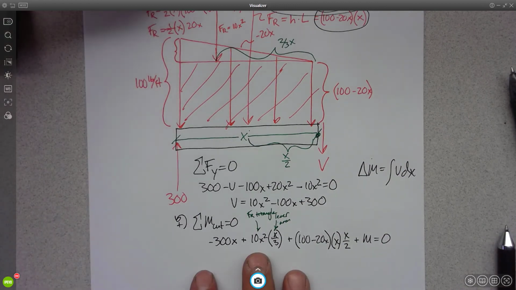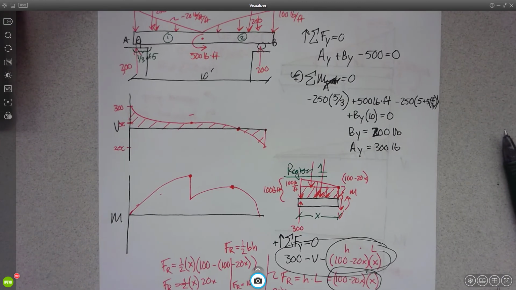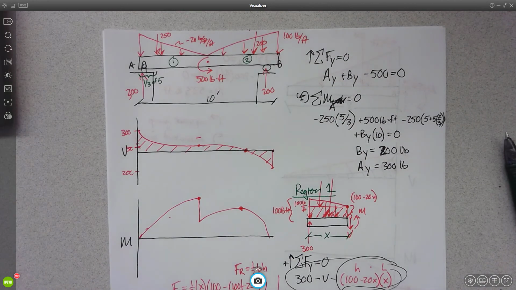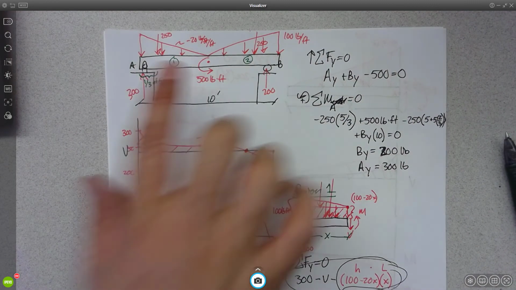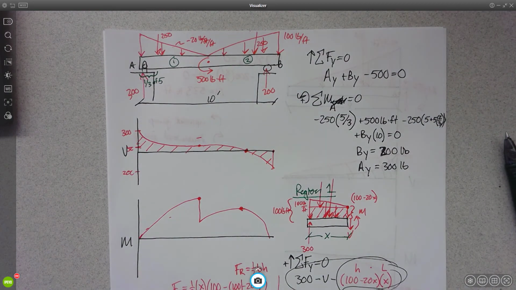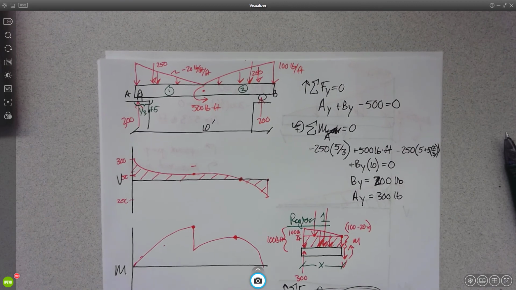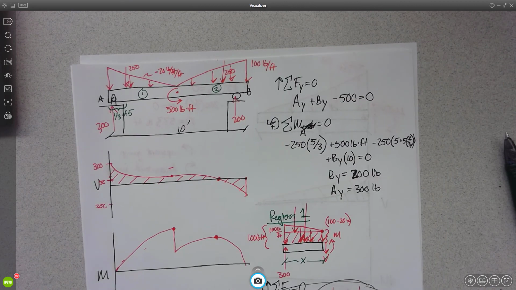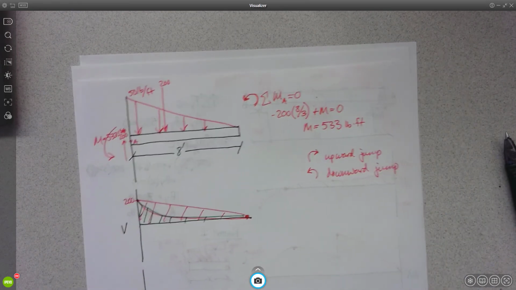Is this hard? Yes, this is wicked hard. I will not give you one this hard. I will give you one with a triangular load, though. So more along the lines of this.